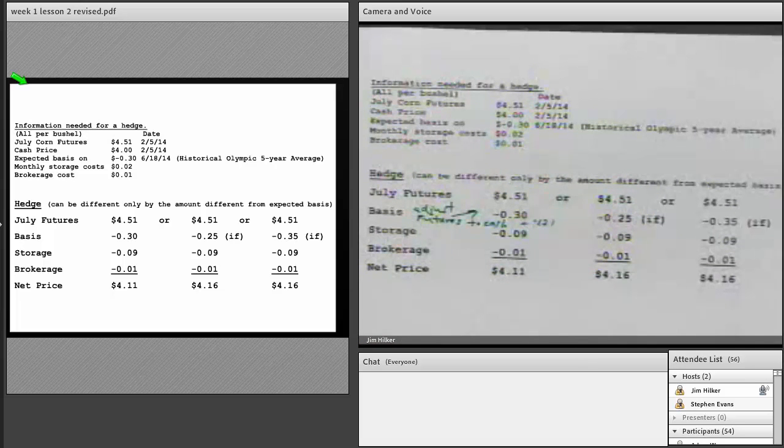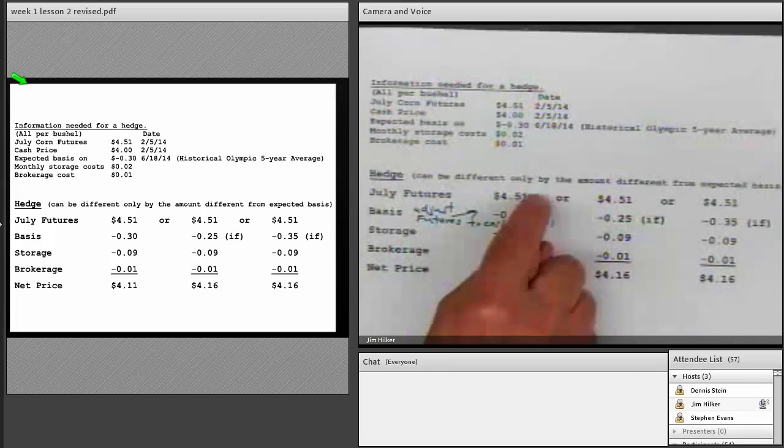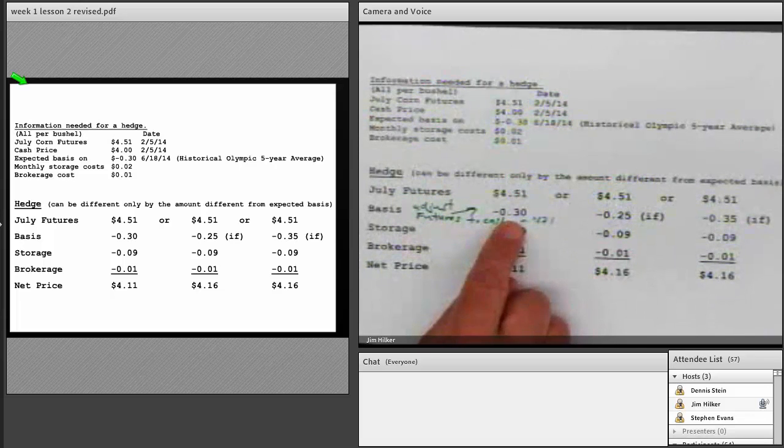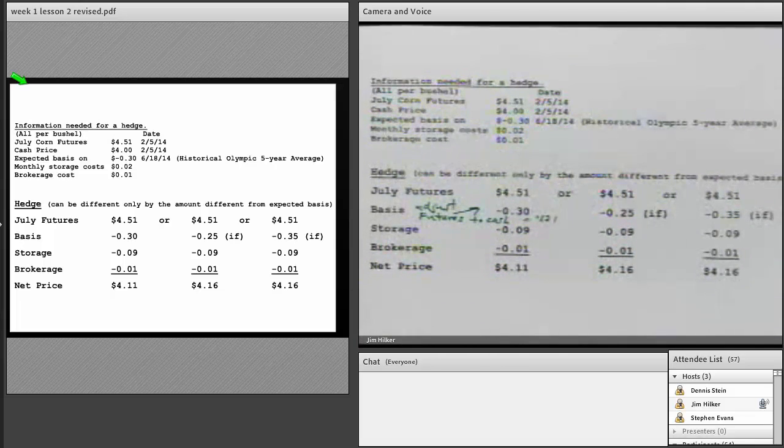In a hedge, since we're locking in both sides, we can say that if the futures don't move at all, the basis is minus 30. We're going to expect the cash price to be 421. We subtract off our costs and get 411. So you can get the same answer here.